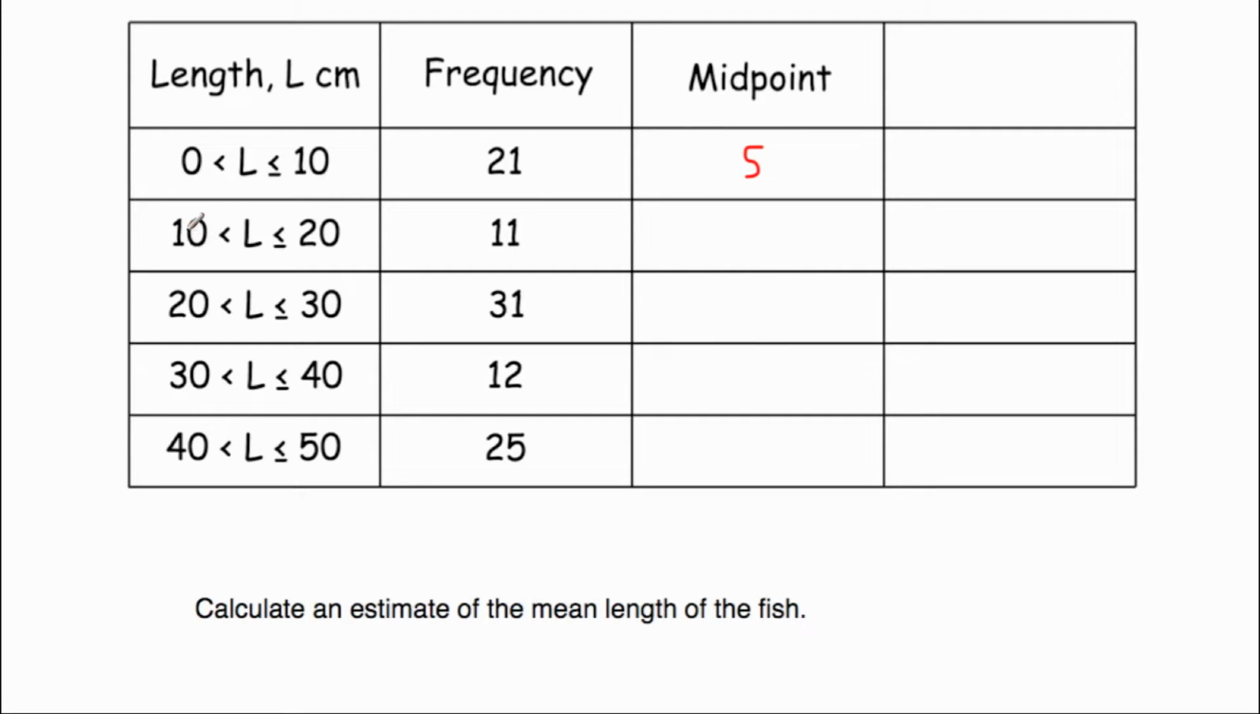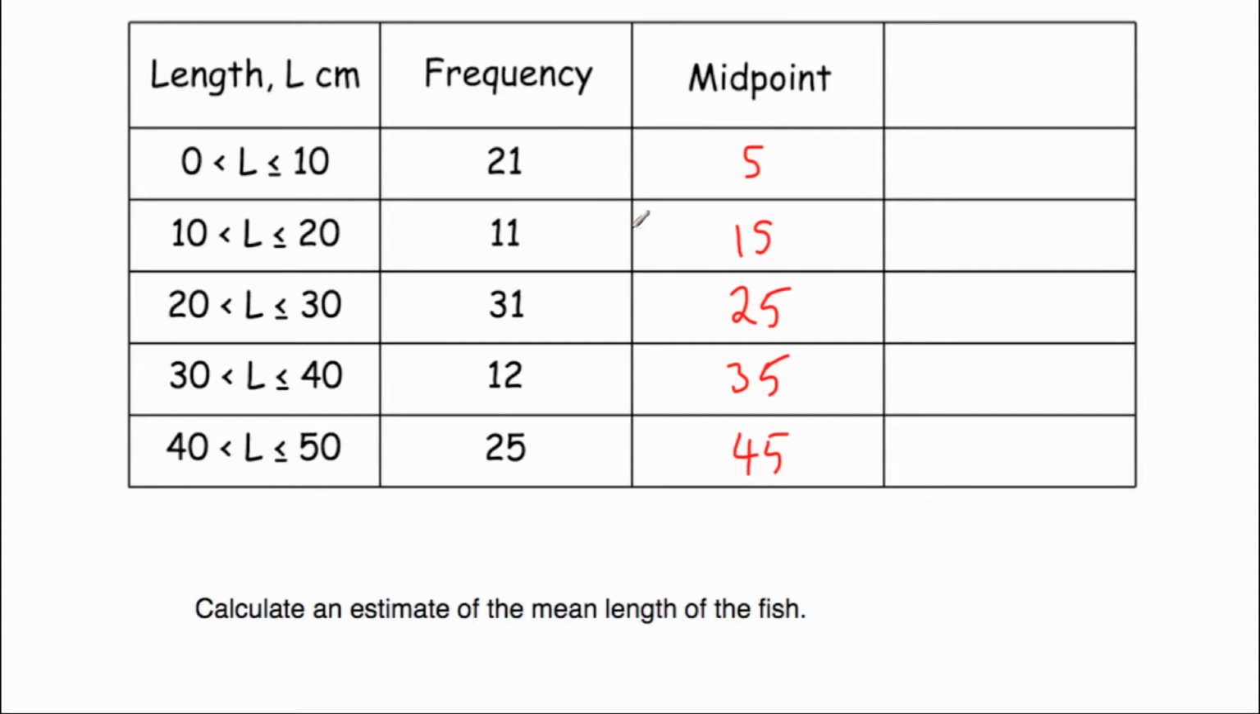Our next group, if it's between 10 and 20 centimeters, we're going to use the midpoint, which is 15 centimeters. The next group's between 20 and 30, so 25 would be the midpoint. Between 30 and 40, 35, and finally between 40 and 50, we're going to use a midpoint of 45. Now, to find the mean, we would add up all the values and divide by the number of values.